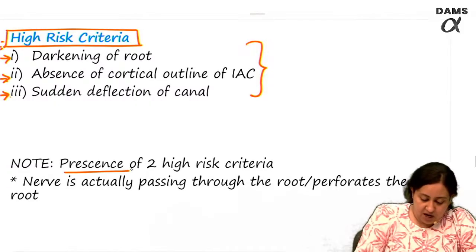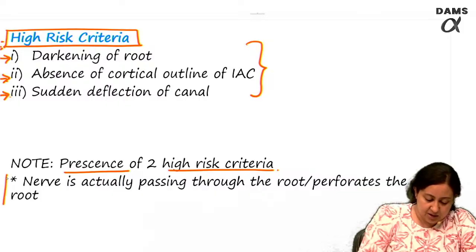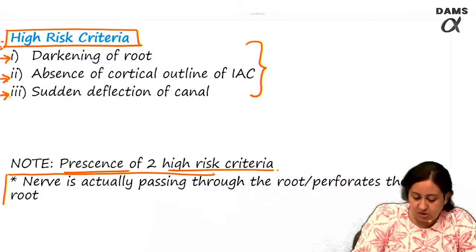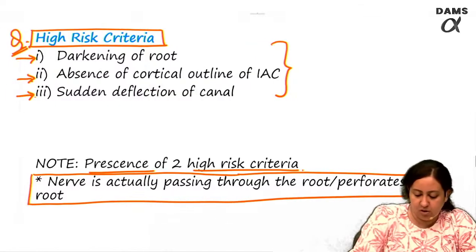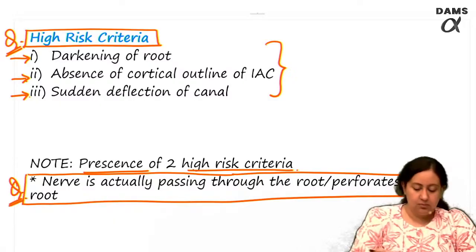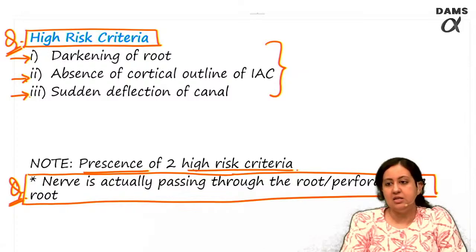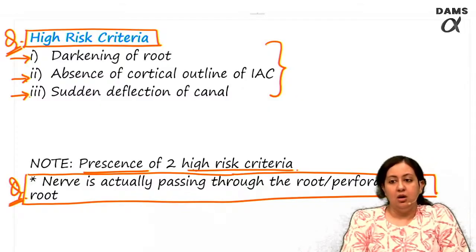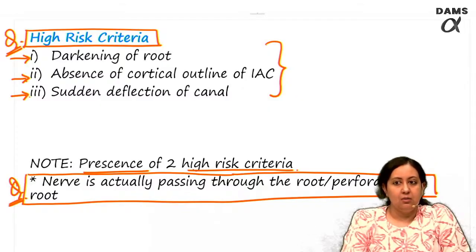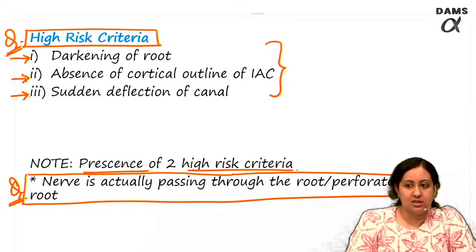Presence of two high risk criteria means that the nerve is actually passing through the tooth substance, or it is perforating the root of the impacted third molar. Okay, this is what this means. So this is very important. Please make note of this. Questions have been asked from this before in the previous years, and this is also a potential question that can be asked in future exams as well.